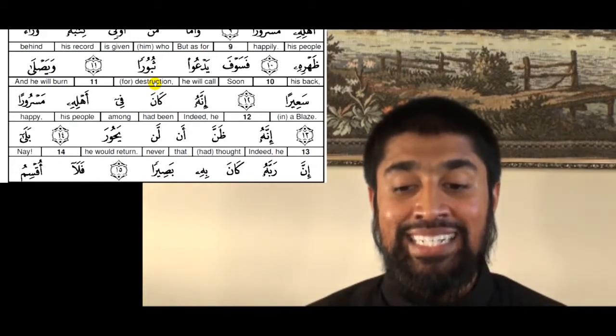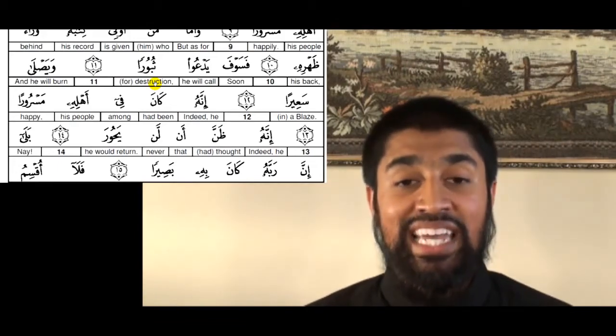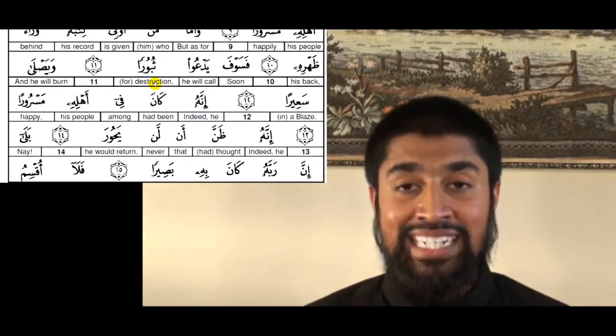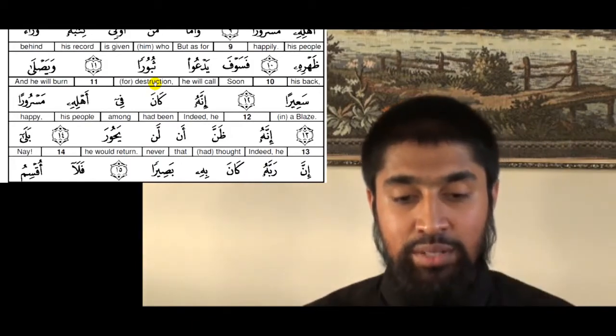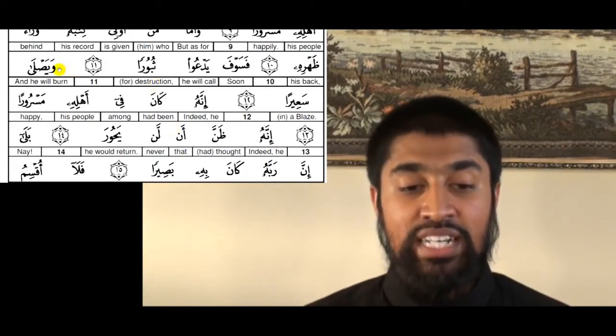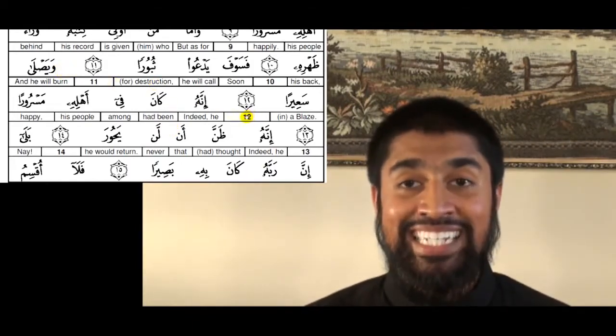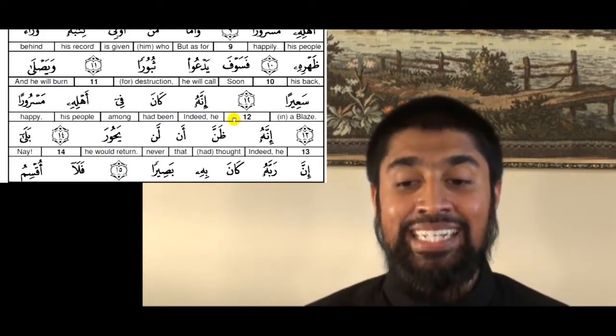Wa yasla sa'eeraa. Yas: second part of the tongue, bottom teeth.